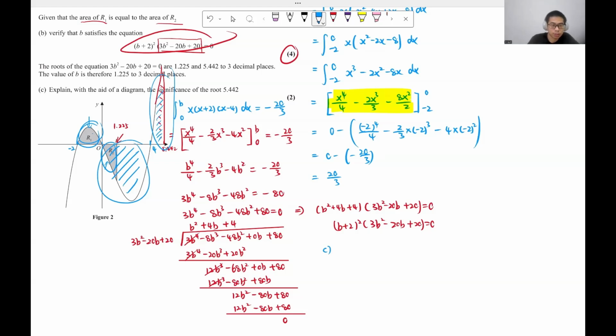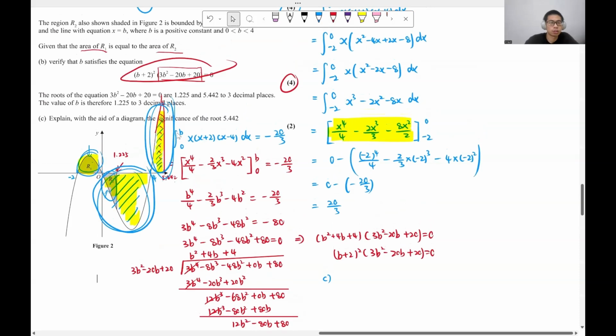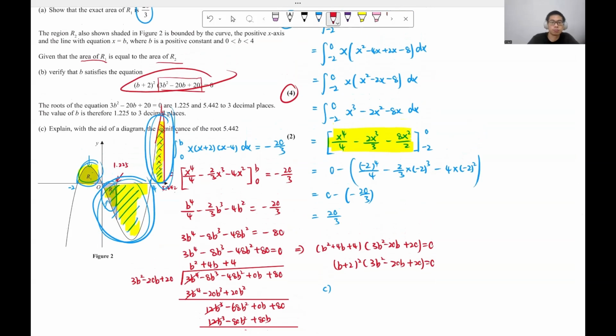If 5.442 is here, then they will count both of this part and this part. So that's why you need to use the total area above is equal to the total area below. So that's why we have another 5.442. But for the previous question, b is in between 0 and 4. That's why they only accept 1.225, not 5.442.